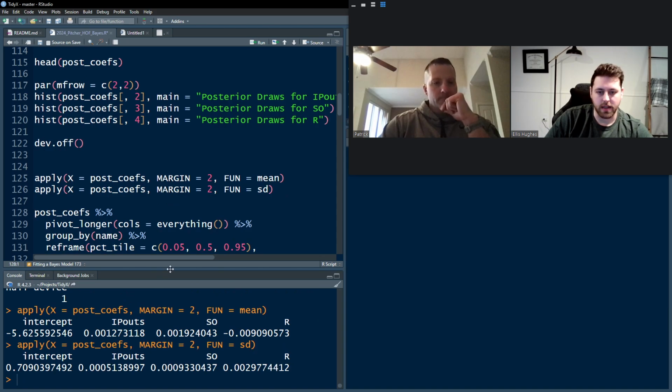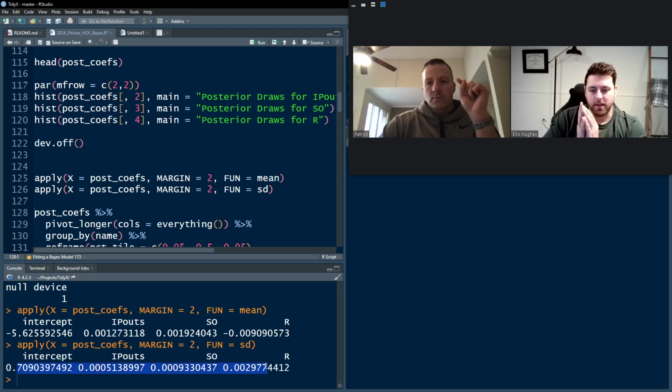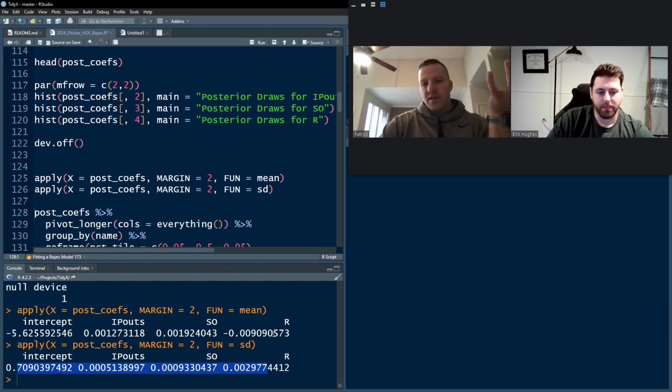So we'll look at this, and this is basically the summary of all the different models that we created here, saying the intercept on average is negative 5.6, IP outs is negative 0.00127, but because this is Bayes, there's a standard deviation in all those models, so there's uncertainty in all of them. And what's returned there effectively is what we see in the model output for the coefficients and their standard deviations.